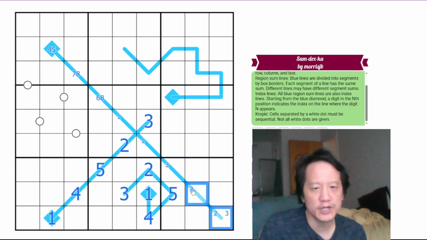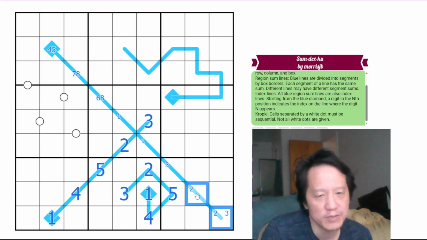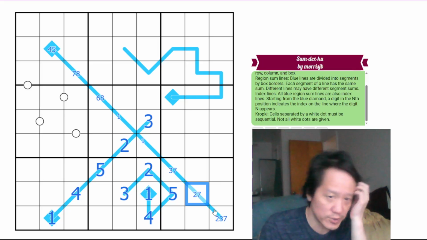We know in this segment, it has to be 2 and 3, plus another digit to add up to 12. Well, 2 and 3 add up to 5, so it must be 7. So this has to be a 2, 3, and 7. Obviously, this can't be 2, this can't be 3.